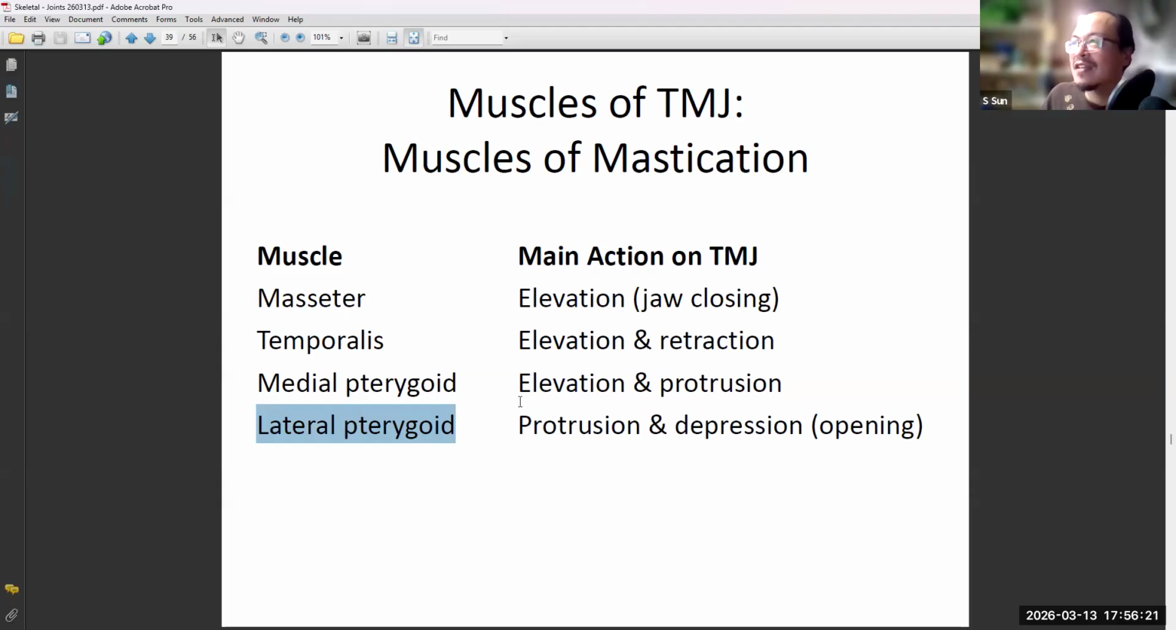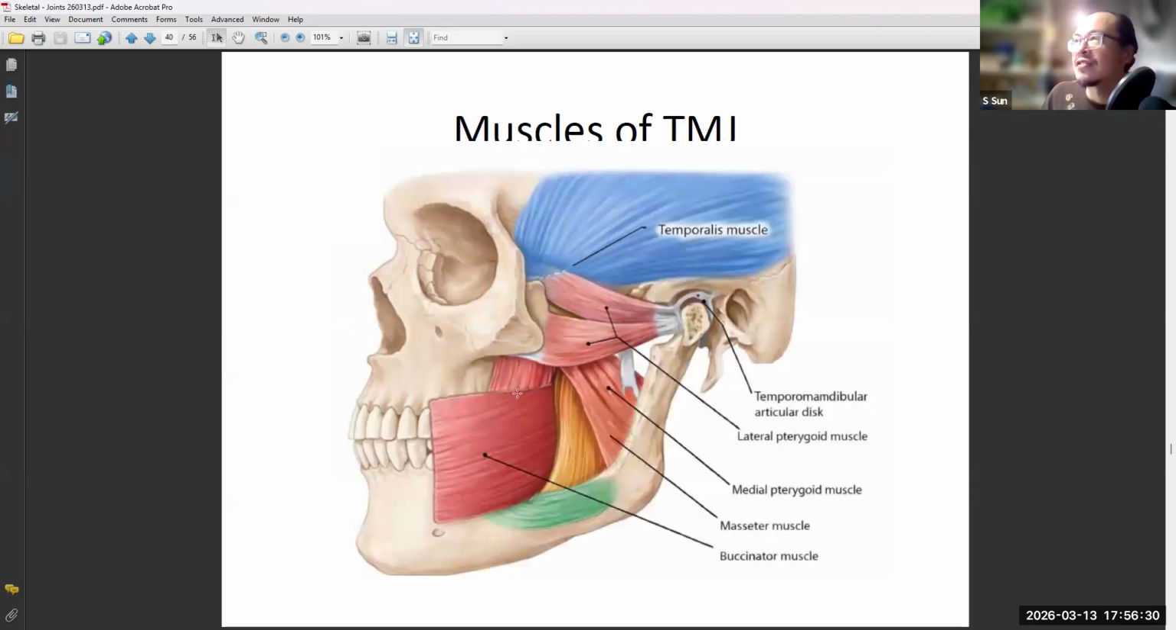Their function is right here, but let me show you the picture first. Then we can go back to here and get the idea. So here are those muscles of the temporomandibular joint, TMJ. Sorry, the picture kind of covers it. Right here, you have the temporalis, all right? So when this one contracts, basically you elevate, right? Elevate it.